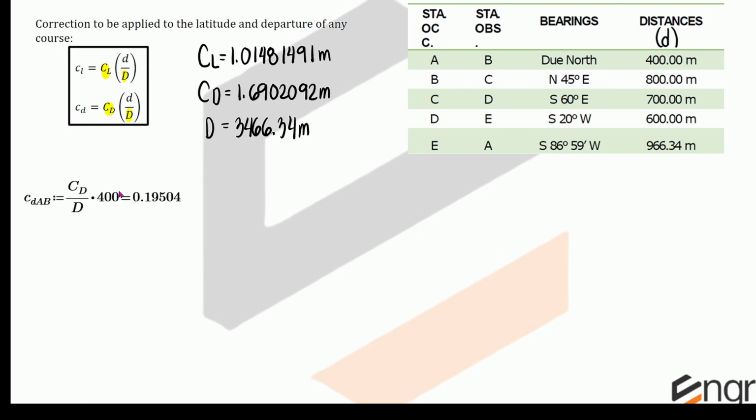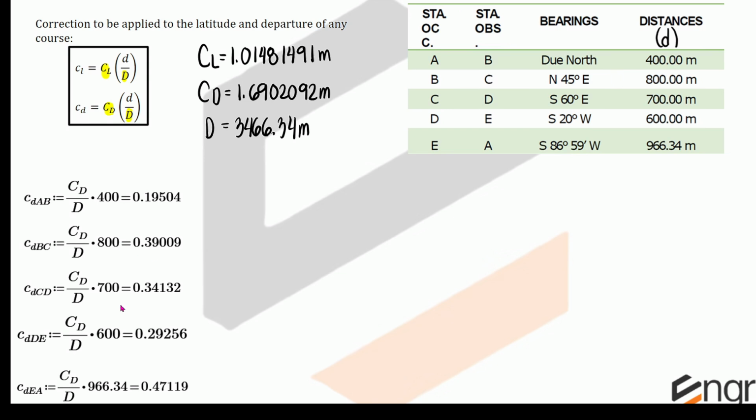So for line AB, the distance is equal to 400 meters. This would be our correction. The correction for line AB, c sub D, is equal to capital C sub D, which is 1.69092, over capital D, this one, multiplied by the original length, 400, the measured length during survey. So the correction we will obtain is 0.19504. Doing that for the other lines, lines BC, CD, DE, and EA, we have the following values. So these distances just correspond to the following.